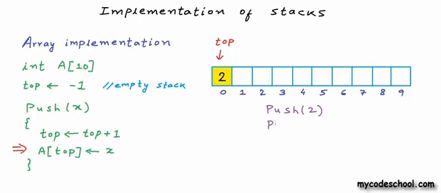Let's push one more number. Let's say I want to push number 10 this time. Once again, top will be incremented. 10 will now go at index 1. With each push, the stack will expand towards higher indices in the array.